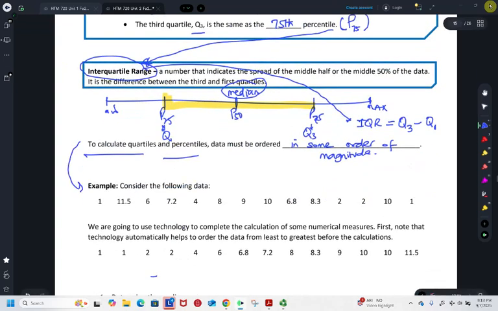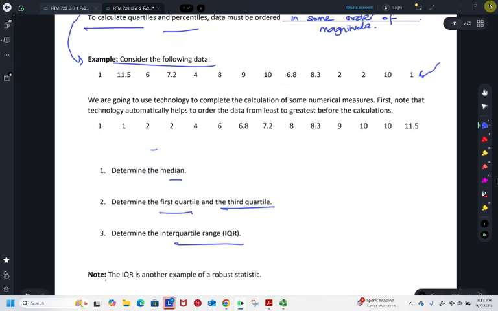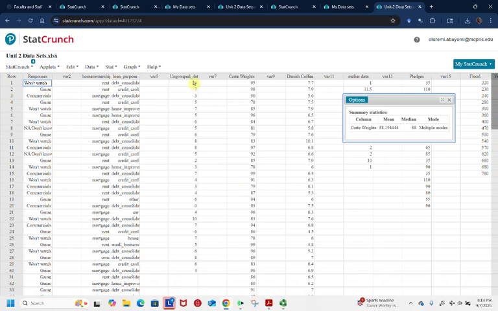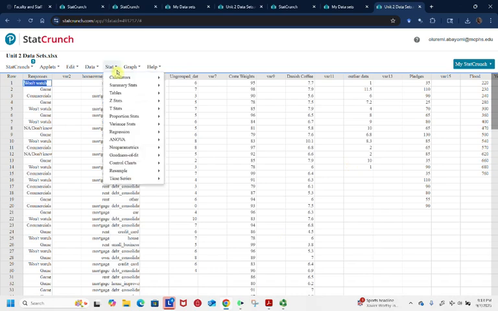Let us take an example where we consider the following raw data, and we have to determine the median, the first quartile, the third quartile, and the interquartile range. So let's go to StatCrunch. I have that data set here, already provided. I'd like to find each of these quartiles. So I'm going to go to Stats, and I want to find summary statistics for data in a column.